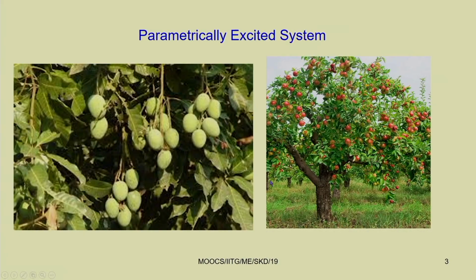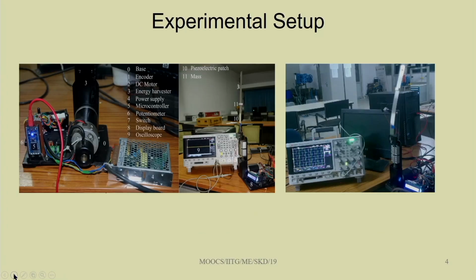You can actually apply this parametrically excited system in many applications, for example, for plucking fruits from the tree. You can shake the tree or the branch of the tree in one direction, but the fruits can come down due to the vibration in a direction perpendicular to the direction in which you are applying this force. So, there are many such applications.